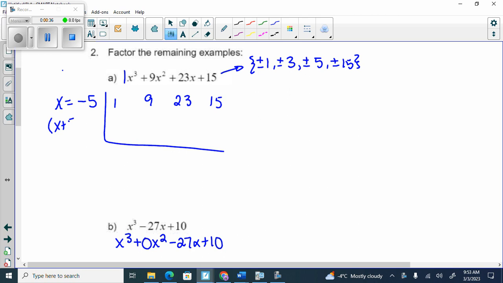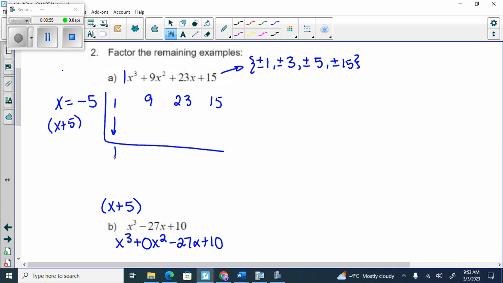X plus 5. So down here I'm going to write x plus 5 because I know I'm going to need that and some more factors, right? Because it's asking me to factor, so I need factors, right? Then I drop this down, multiply, add, multiply, add, multiply, add till I get hopefully a 0 in the box, or else I picked the wrong thing, correct?